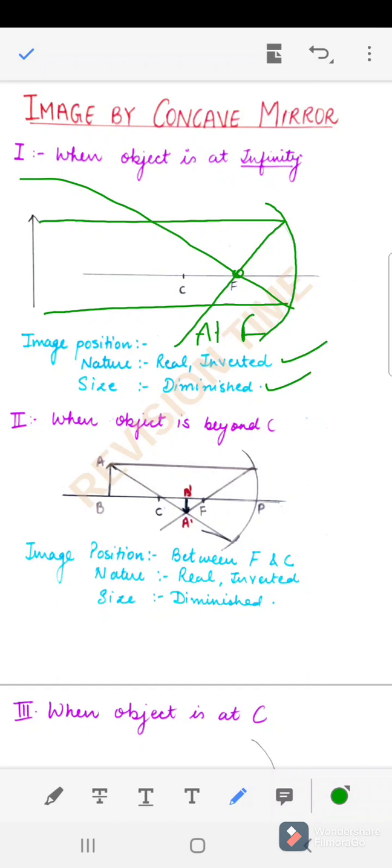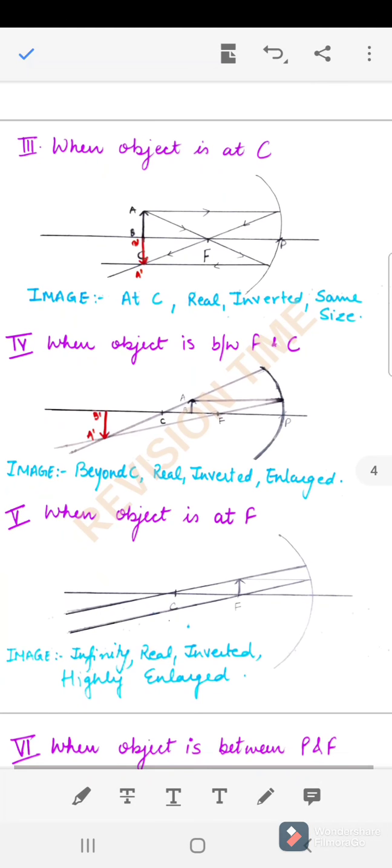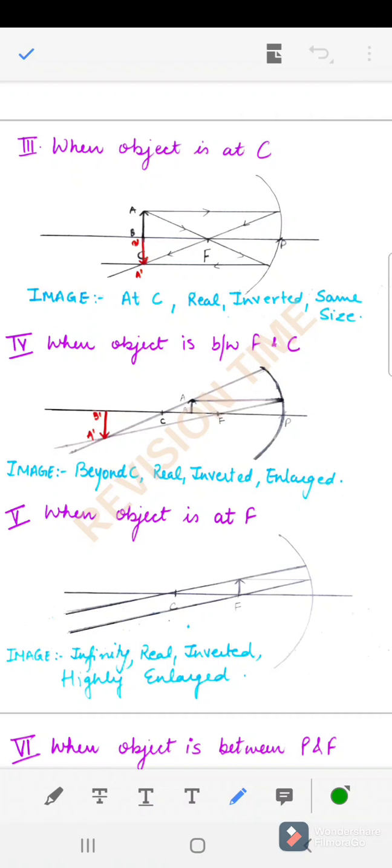Similarly, when the object is beyond C, that is beyond the center of curvature, here AB is the object, then the image is formed between F and C. This A'B' is the image here. It is real, inverted and diminished. We can clearly see in the diagram that the image is diminished. When the object is at C only, at the center of curvature, the image will also be formed at C only. And we can see here it is real, inverted and of the same size.